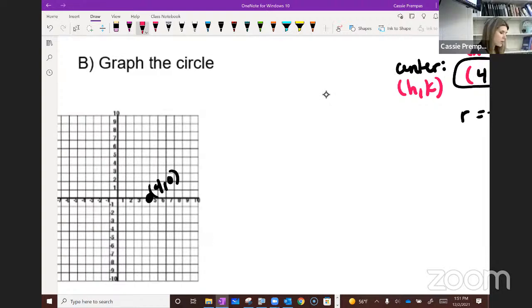So from the center, we'd go up 3. We'd go right 3. We'd go left 3. And we go down 3. And this gives us a frame. And then if you're on OneNote, you can just do ink to shape and connect those points in a circle. And OneNote should clean it up for you in a somewhat equal fashion.